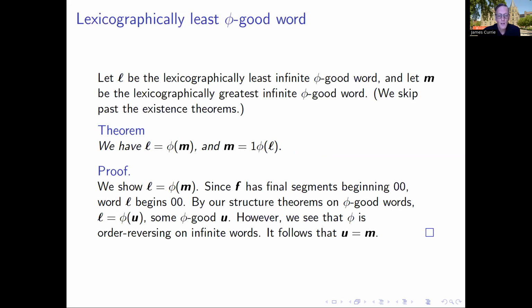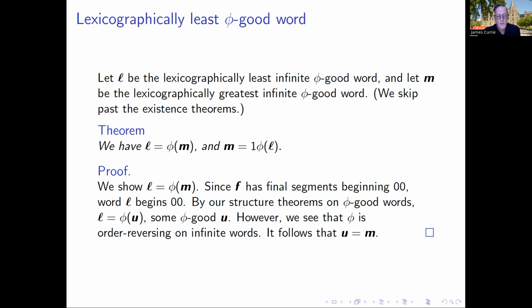So L begins with 0, 0, so I put nothing in front of it. So L looks like phi of some phi good word U. However, the map phi, remember the Fibonacci morphism, 0 maps to 01, 1 maps to 0. It's order reversing on infinite words. So it follows that U must be lexicographically maximal.